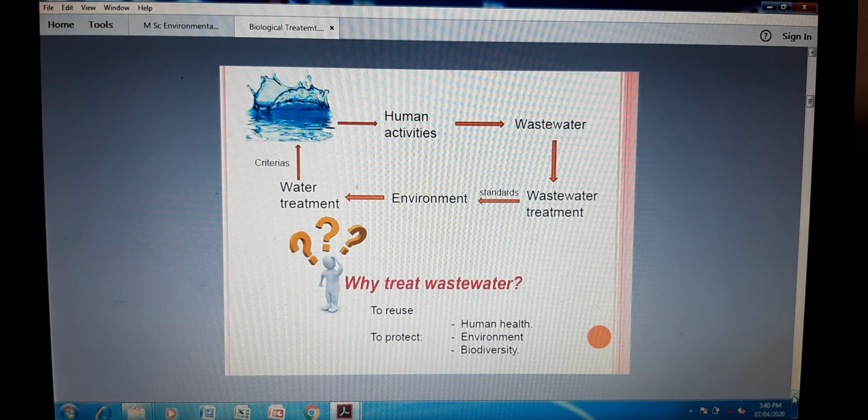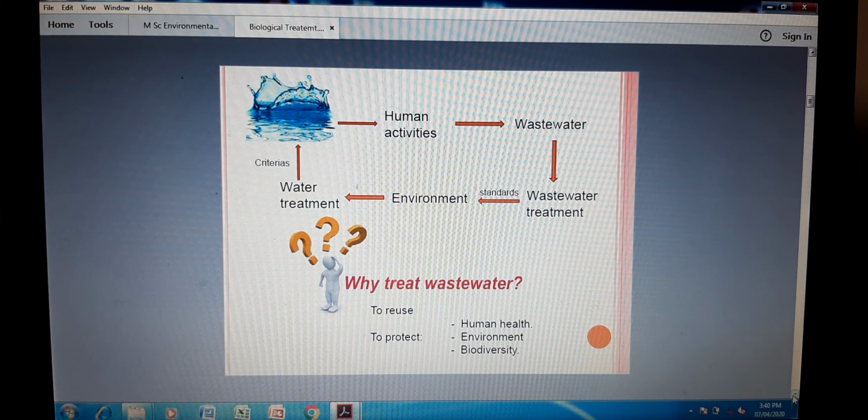Then after the treatment, with reference to the standards given by the pollution control board, we can dispose of our discharges into the environment. In that environment we can dispose of our discharges onto land, as well as into flowing water bodies, as well as stagnant water bodies.